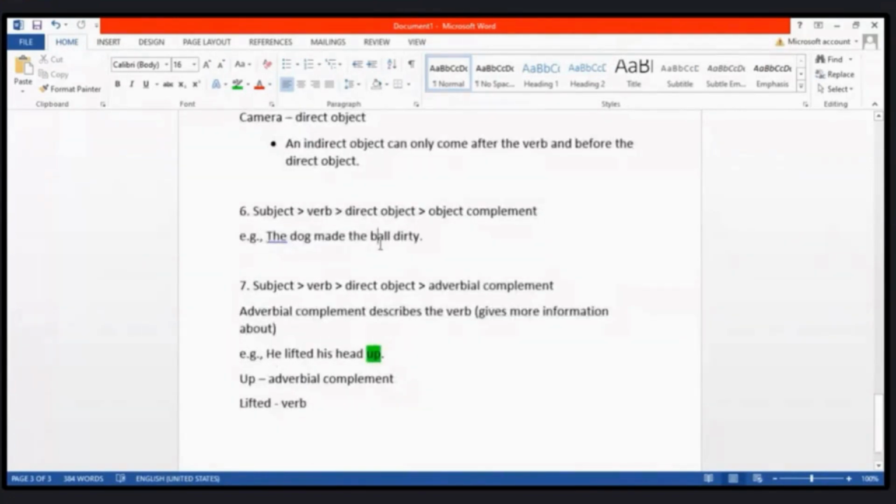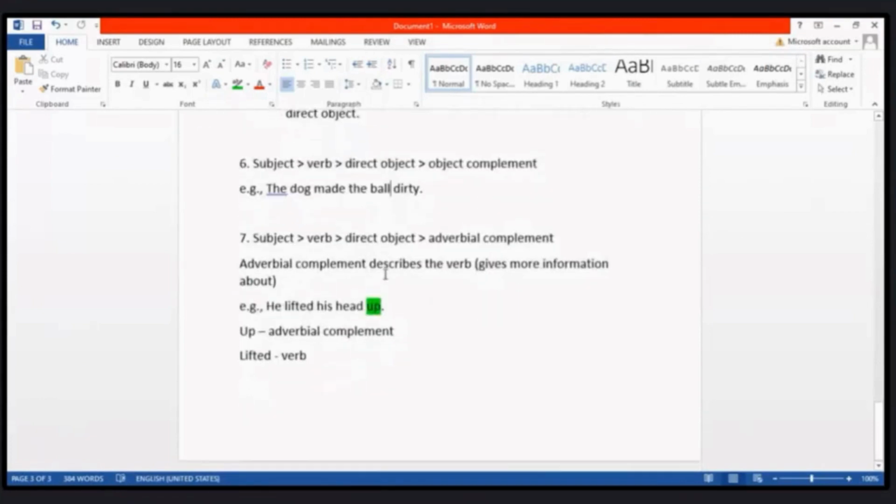The dog made the ball dirty. So in this case, this object complement is telling about the ball. What has the ball become? The ball has become dirty. Who made it? The dog made the ball dirty. Now in the last pattern, we've got subject, verb, direct object, and adverbial complement. So in this case, this adverbial complement will describe the verb.